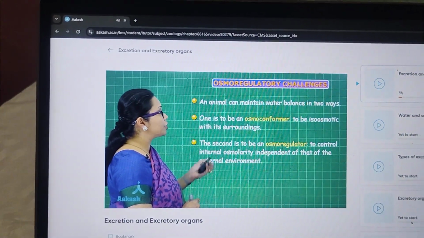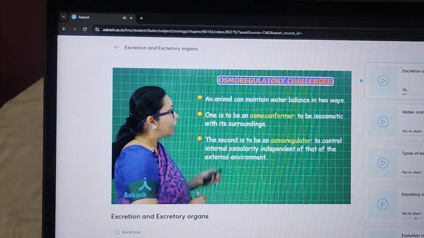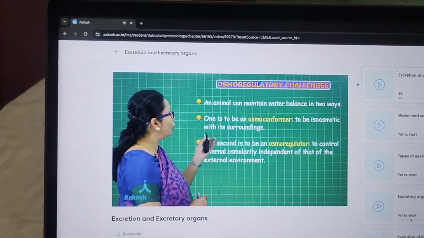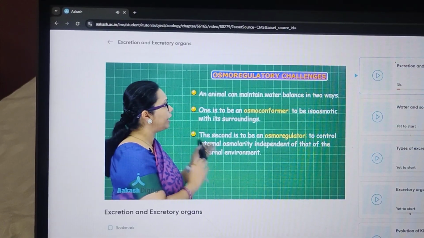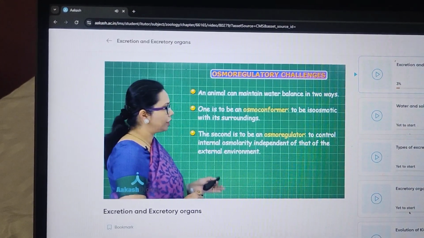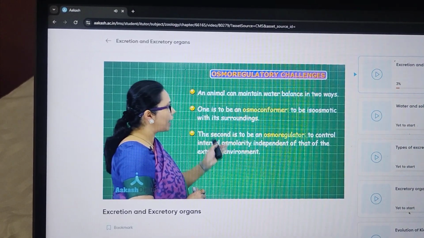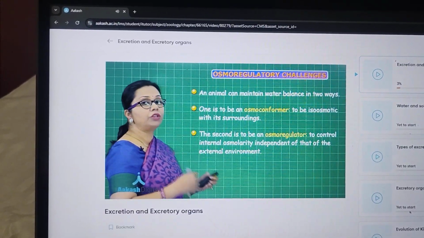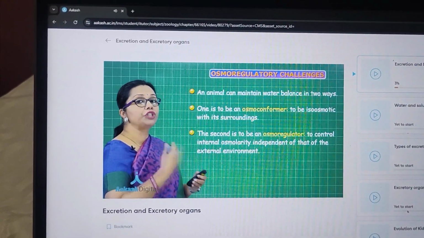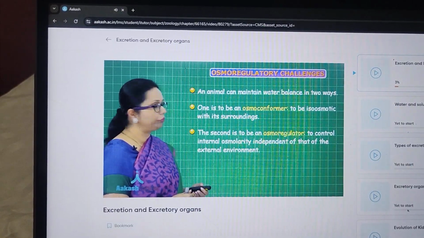And the other way is to become an osmoregulator. Now these animals control internal osmolarity at a certain value independent of that of the external environment. So their osmolarity is not going to be changed, while conformation means that these animals will change their osmolarity according to the medium.